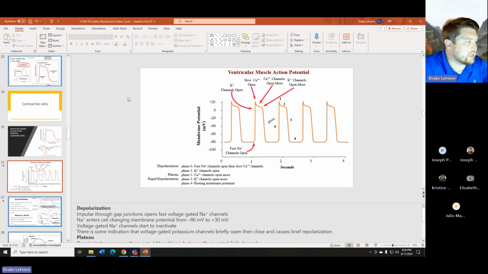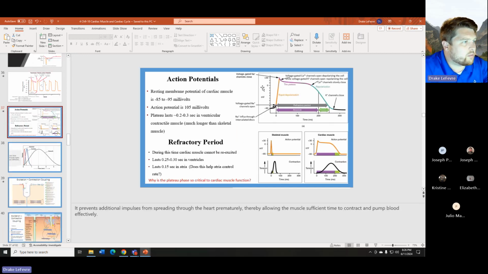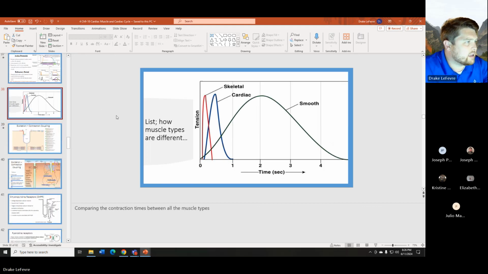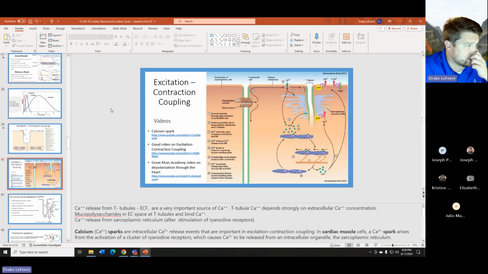Again, just another example of the same thing. More pretty pictures of all of our stuff. Good comparisons, skeletal, cardiac, smooth muscle, how they all compare. Again, this is the contractile stuff. Very, very similar to kind of skeletal muscle type stuff.